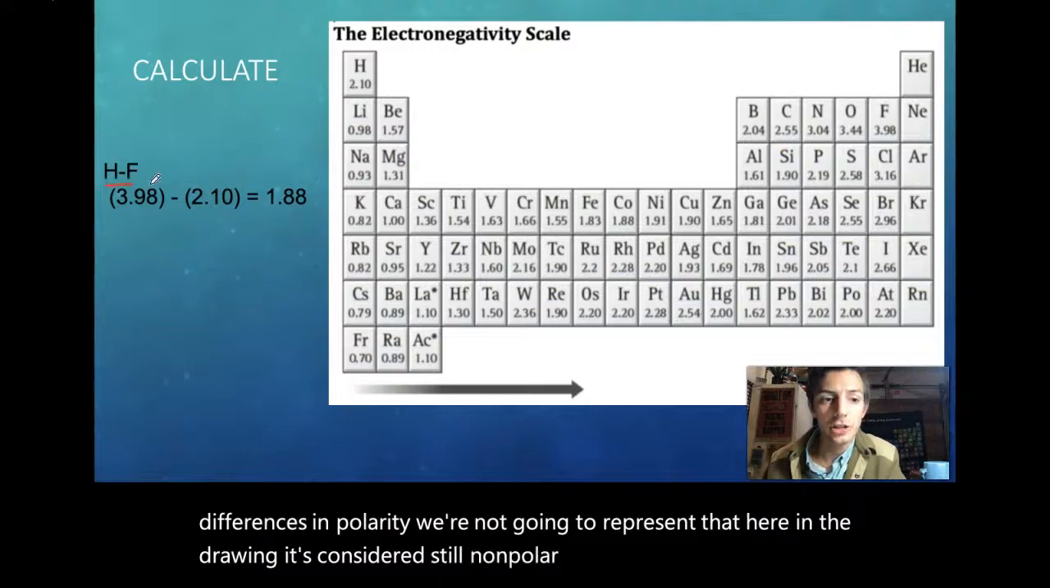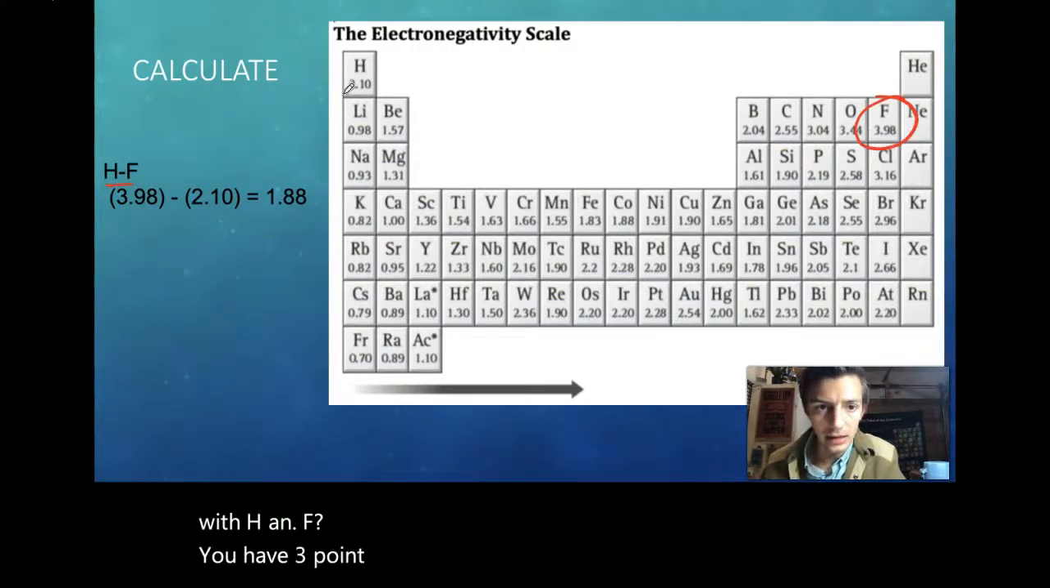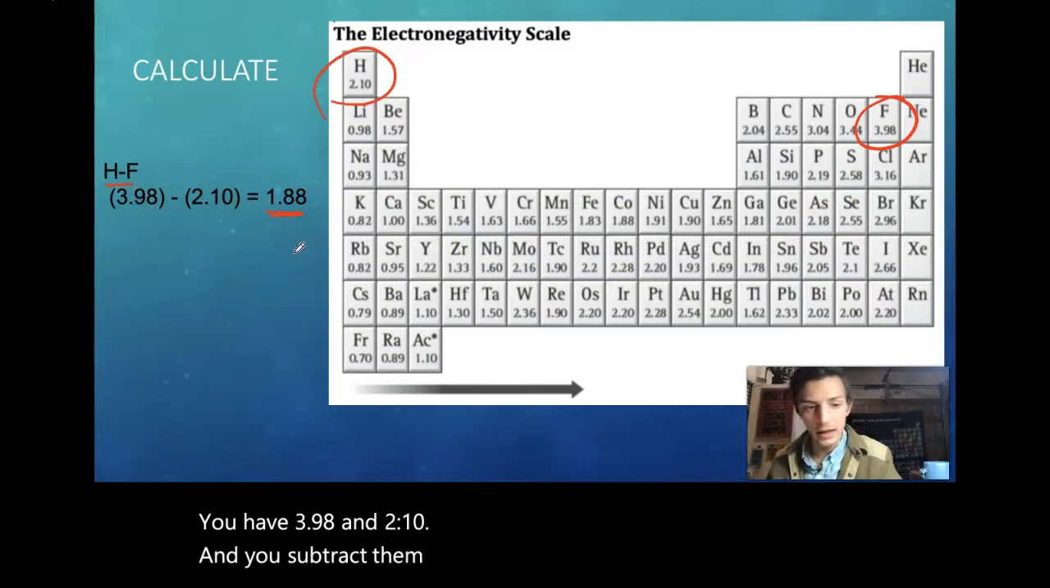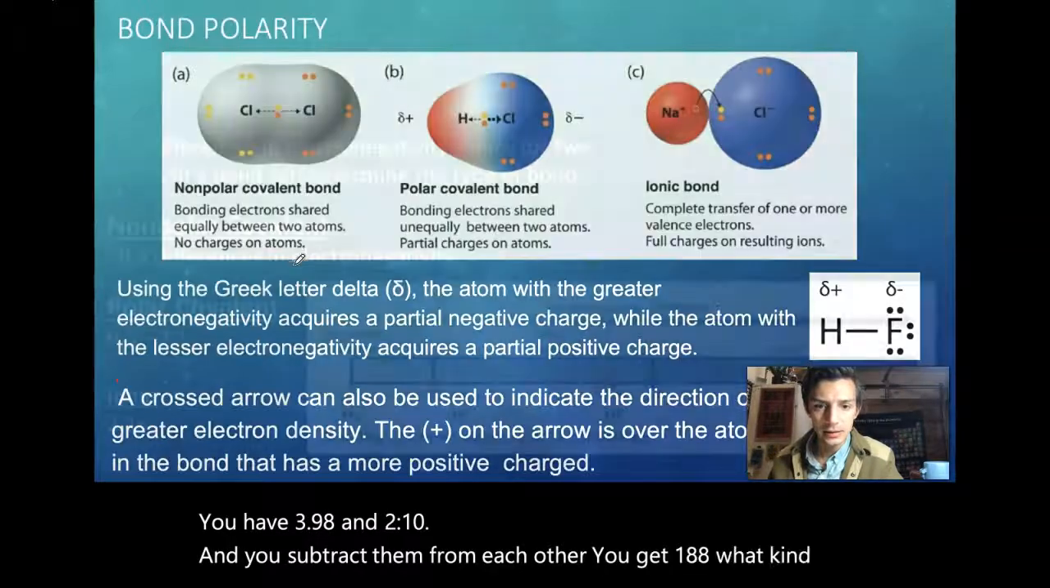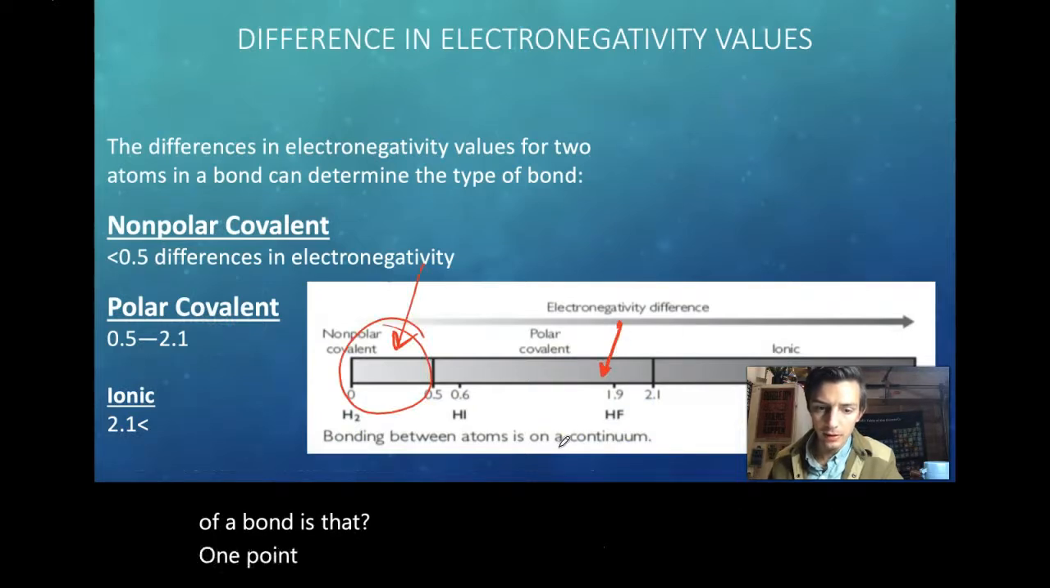Okay, how about with H and F? You have 3.98 and 2.10, and you subtract them from each other, you get 1.88. What kind of a bond is that? 1.88 is going to be right about here, and that would be polar covalent.